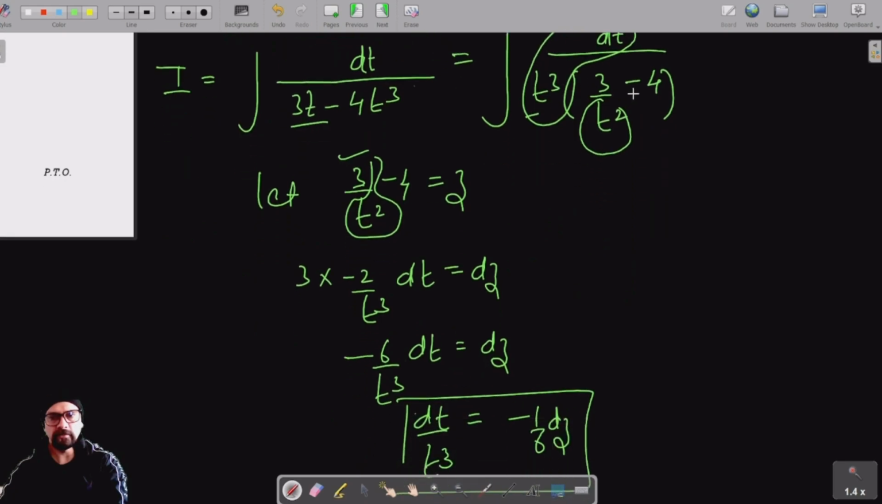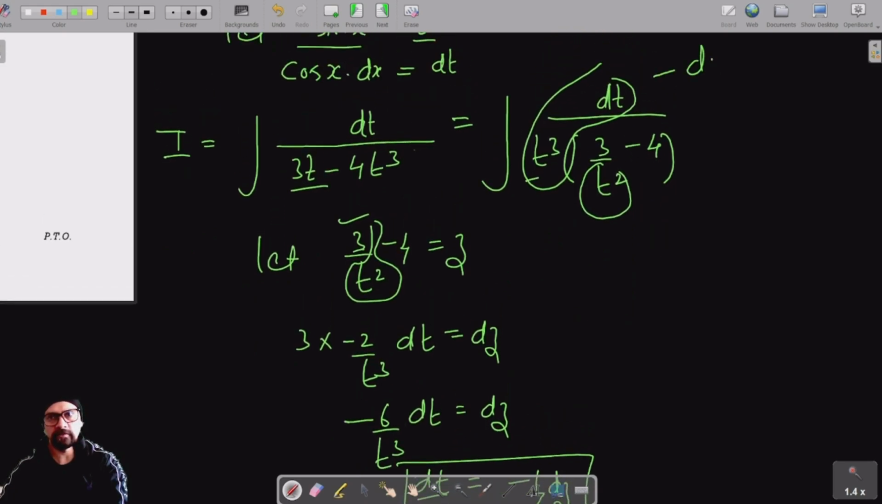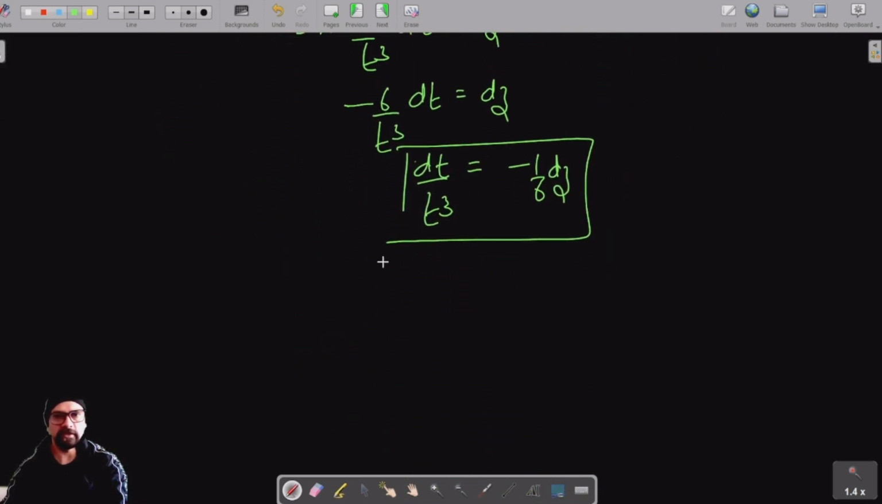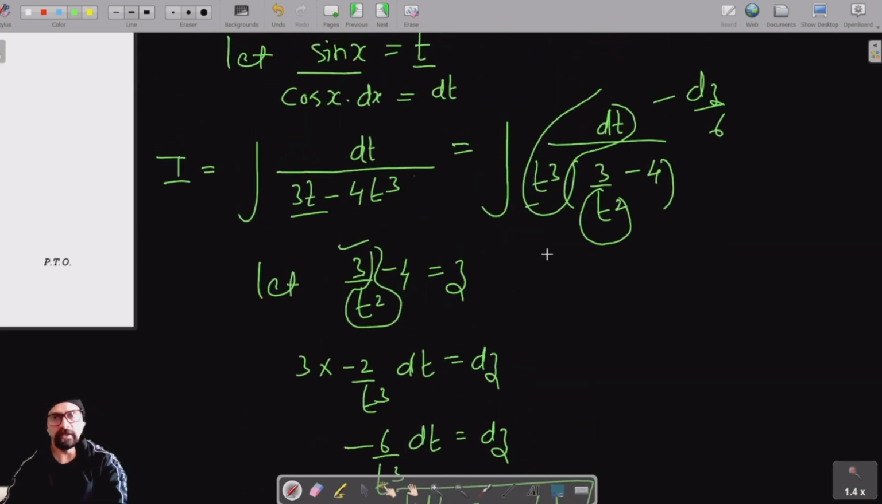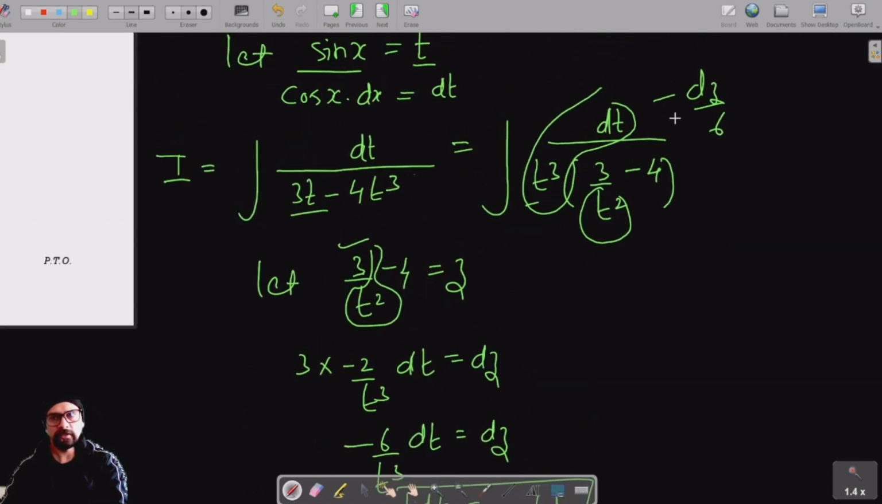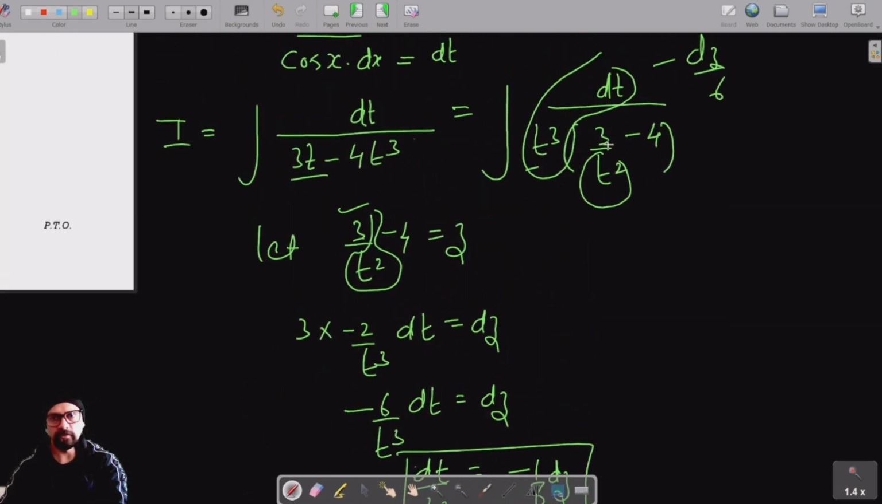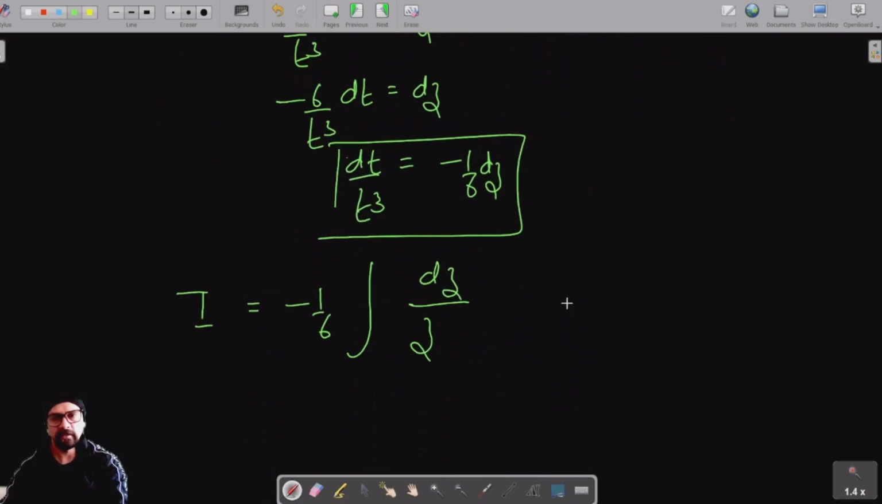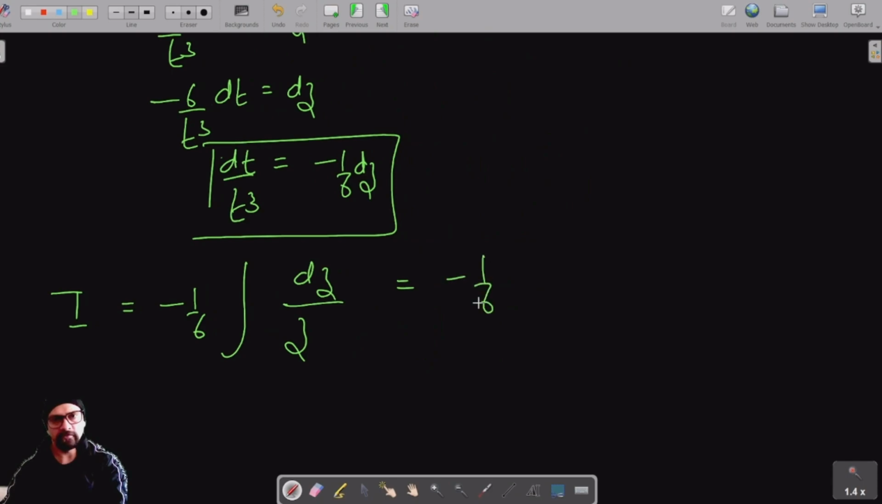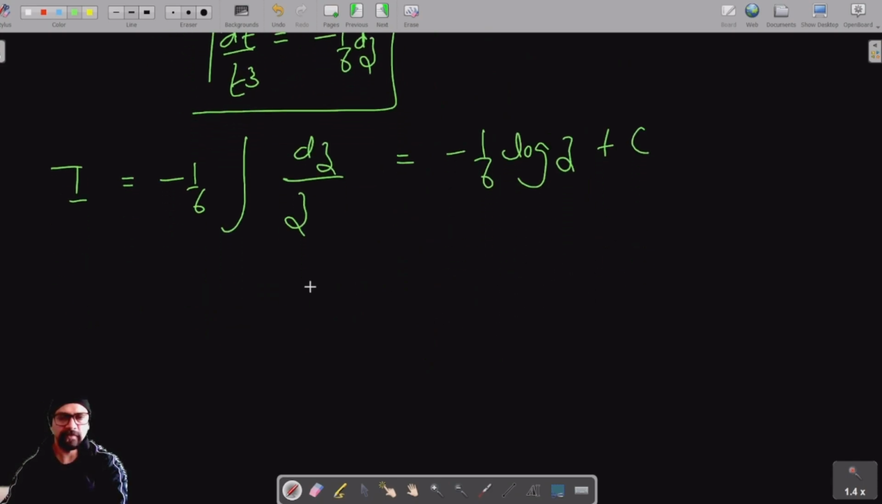So dt by t cube is minus dz by 6, and let's make the substitution. So I is equal to minus 1 by 6 out, this dz, and t cube is also included, and this 3 by t square minus 4 is z, which is equal to minus 1 by 6 log z plus c.